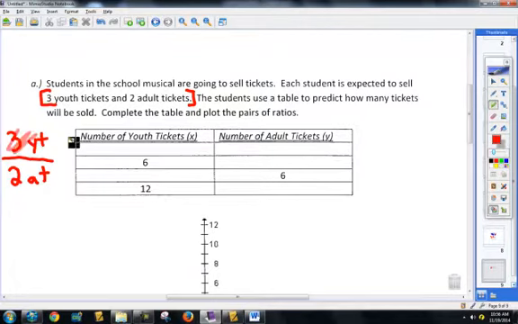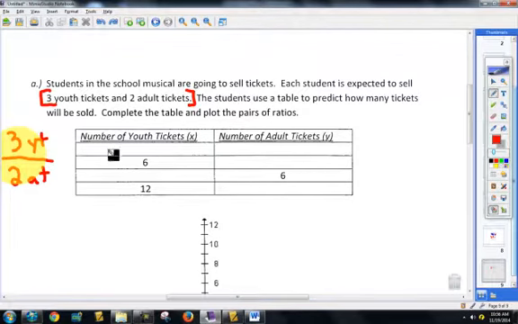That's what everything that we're going to do in this problem is going to be based directly on that ratio. For every 3 we sell of the youth tickets, we want to sell 2 adult tickets. That's the whole point. The students are going to use a table to predict how many tickets will be sold. Complete the table and plot the pairs of ratios.